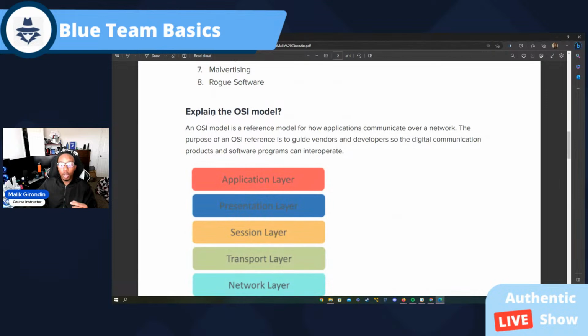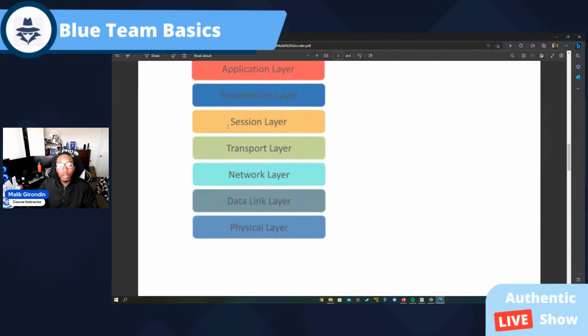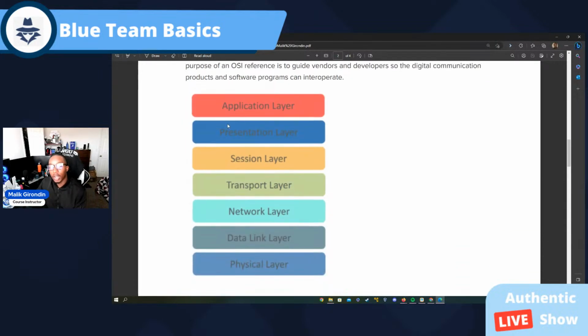All right, explain the OSI model. An OSI model is a reference model for how applications communicate over a network. The purpose of the OSI reference model is to guide vendors and developers so digital communication products and software programs can interoperate. We went over the OSI model in detail yesterday, so I'm not going to go over it too much. We had layers 1 to 7.